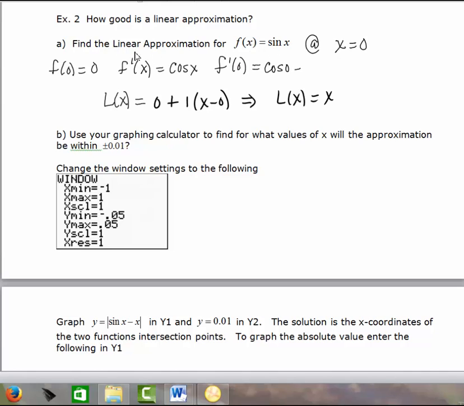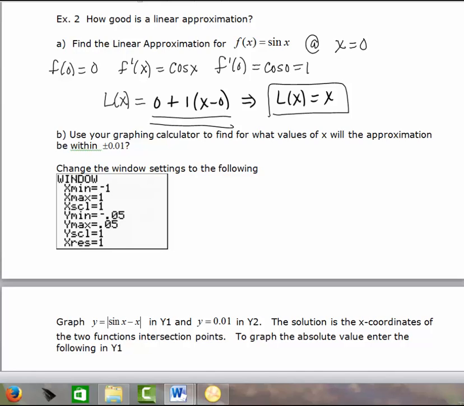To find my linear approximation for sine x at x equals 0, I got f of 0 is 0, and f prime of 0 is equal to 1. And so the linearization is 0 plus 1 times x minus 0. I simplified this and I get L of x equals x. What we're claiming here is that a good approximation of the sine function near 0 is just the function y equals x.